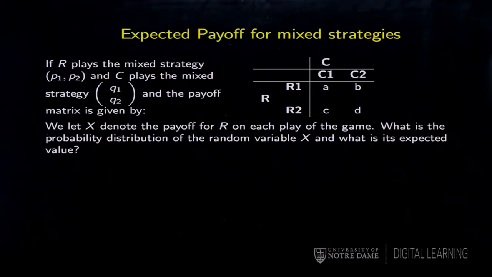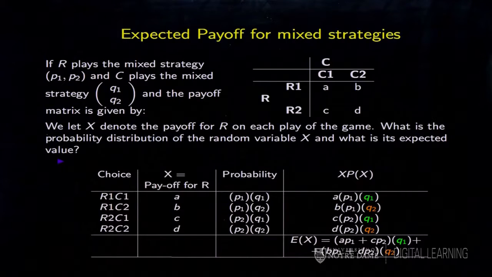So we let X denote the payoff for R. This is a random variable, the payoff on each play of the game. We want to calculate the expected value of this random variable X. If this game is played repeatedly, one of four things can happen for the payoff for R. It might be A, B, C, or D on any particular play of this game. And what the payoff is depends on the choices made by both players.